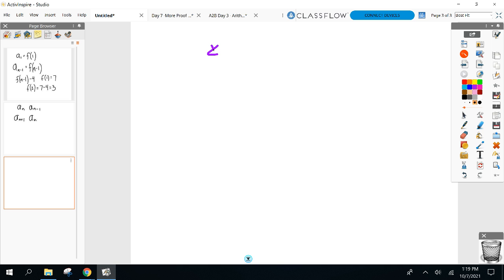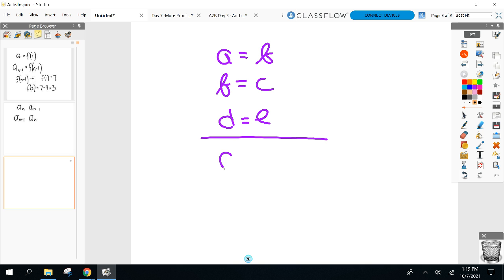I'll use letters. A equals B. B equals C. D equals E. Show me why A is equal to E. Let's see. That's going to be equal to that. A is equal to C. No, it's not. How about I put a C here instead? There we go. That'll make more sense.